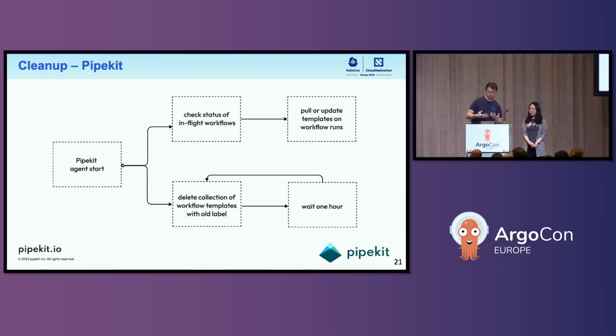So here's just a quick map of the control flow. We've got the PipeKit agent deployment starting up. On one Go routine, it checks the status of the in-flight workflows, pulls or updates any workflow templates that the workflow is going to be running. And then on a second Go routine, it's going to be doing the loop of deleting the collection of workflow templates that are beyond their TTL and waiting an hour.